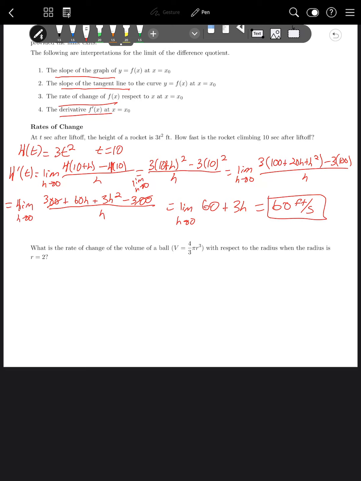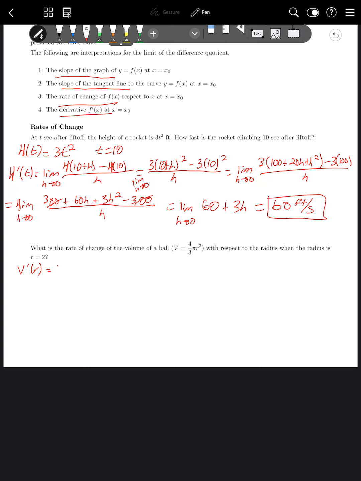Okay, so now that you've all had a chance to try this problem, let's go ahead and do it together. So what is the rate of change of the volume of a ball with respect to its radius when the radius is r equals 2? Well, what we do is the exact same thing we did above. I want to find the derivative of that because the rate of change is the same thing as the derivative of that function. So we're going to find the derivative of v of r.